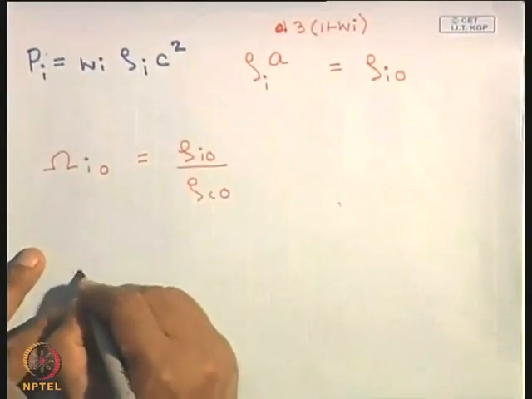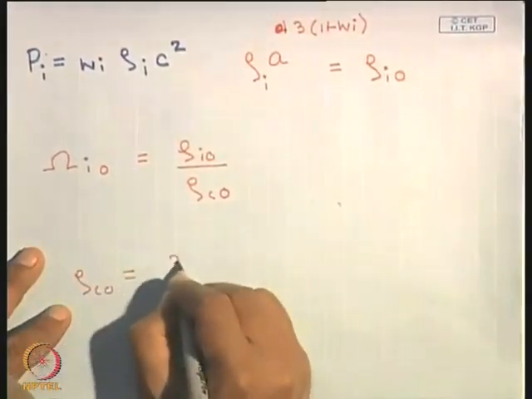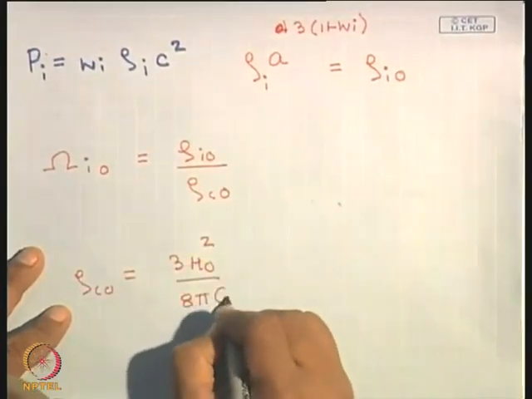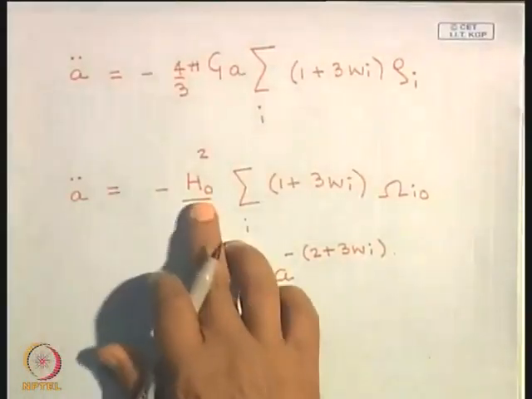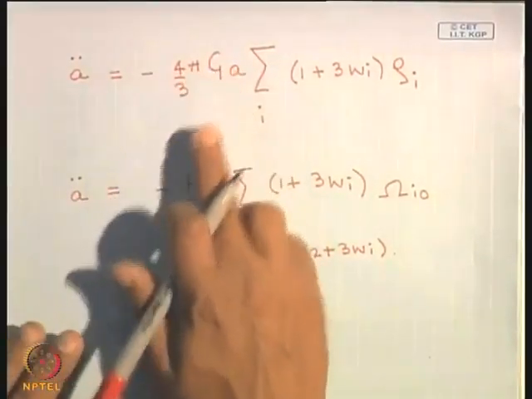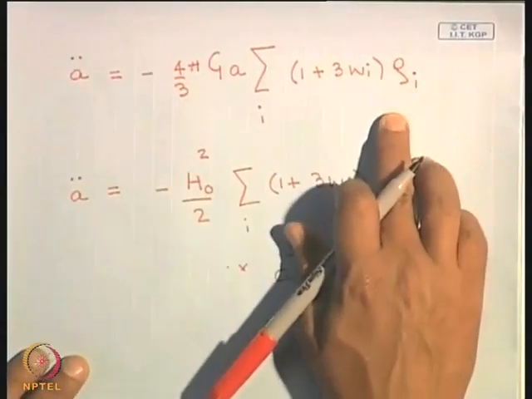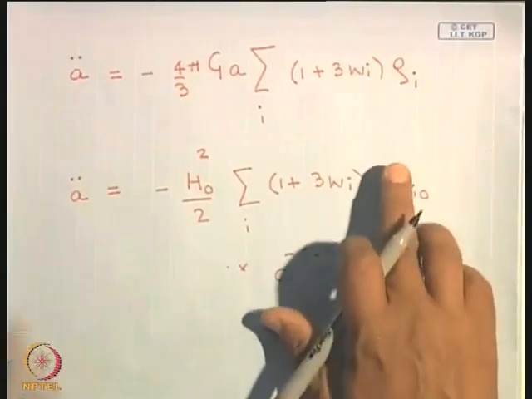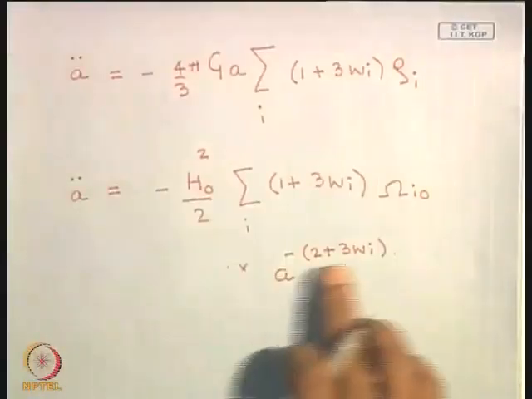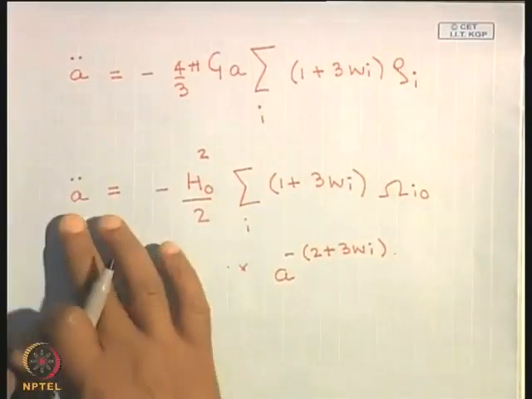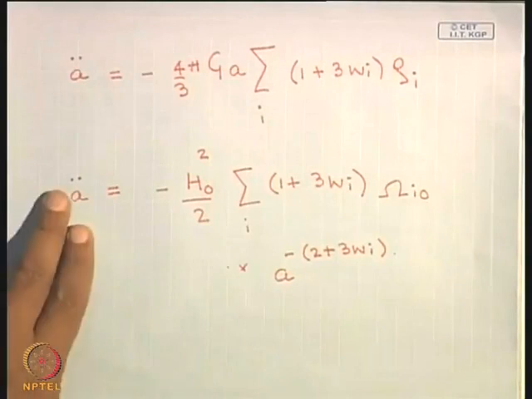where we have used the fact that the present value of the critical density is 3 H naught square by 8 pi G. So we have used this over here to replace 4 pi G by 3. Okay, so we have the ratio of the density to the critical density at present, and you can use this and you will get this relation. This is essentially the equation that governs the dynamics of the scale factor.